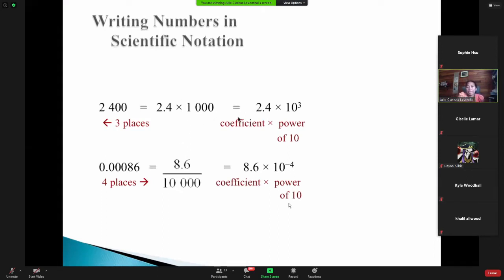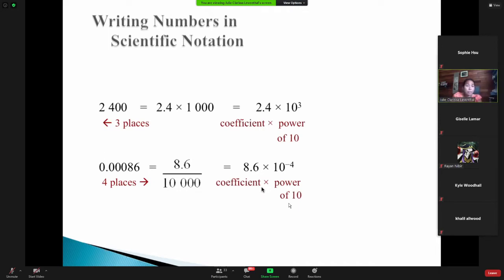Okay? So here, 3 places, so 2.4 times 10 to the 3. Here, what do you have? That's your decimal place. 1, 2, 3, 4. You will know that is a very small number when your exponent is negative. So 1, 2, 3, 4, 8.6 times 10 to the minus 4. Okay, so this is how you write scientific notations. We'll have more examples.